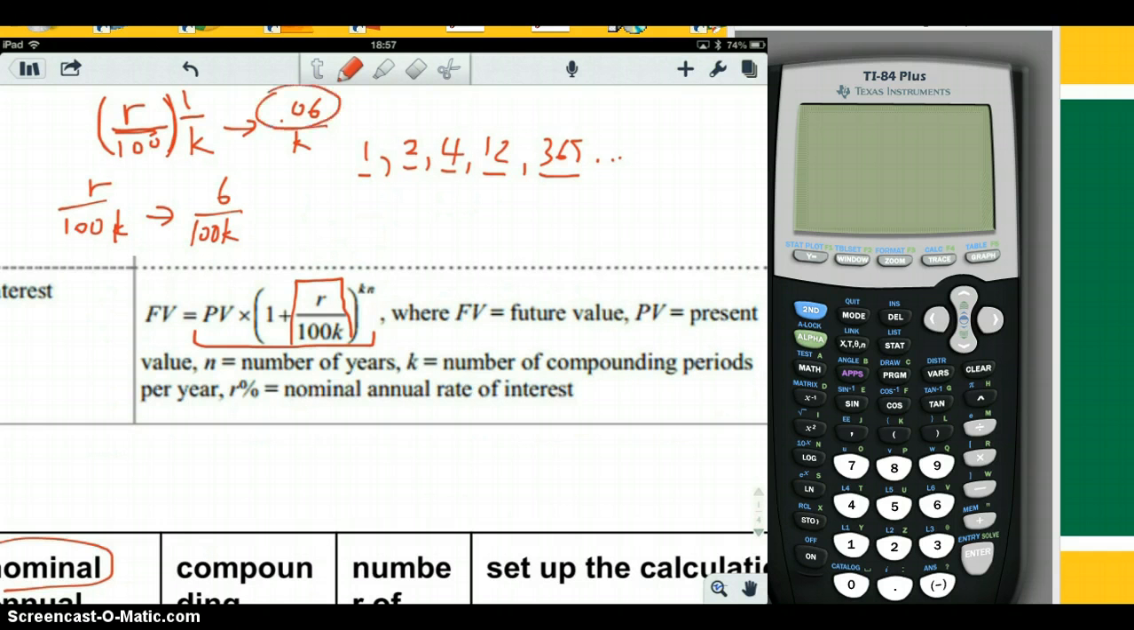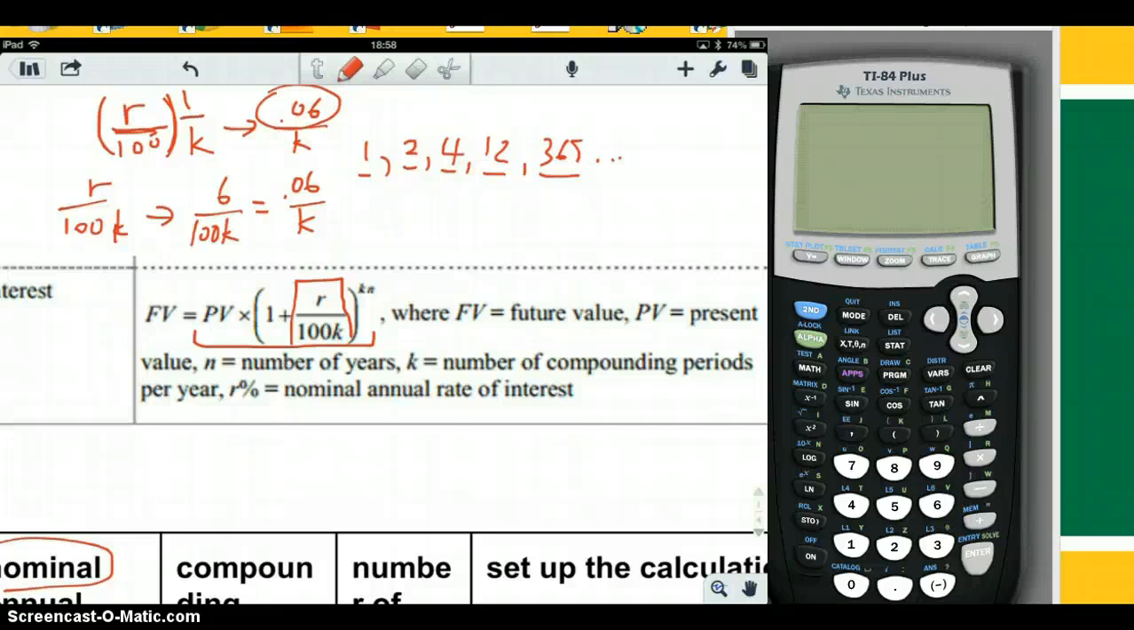The other way to do it is you think of it as r over 100k, which is the same thing, and you just put 6 on top, and then you put 100k on the bottom. Okay, and then you still end up, after you do 6 divided by 100, you still end up with 0.06k. Okay, what you should not do is you should not think of r as 0.06 already and then divide by 100 and make a super small number.